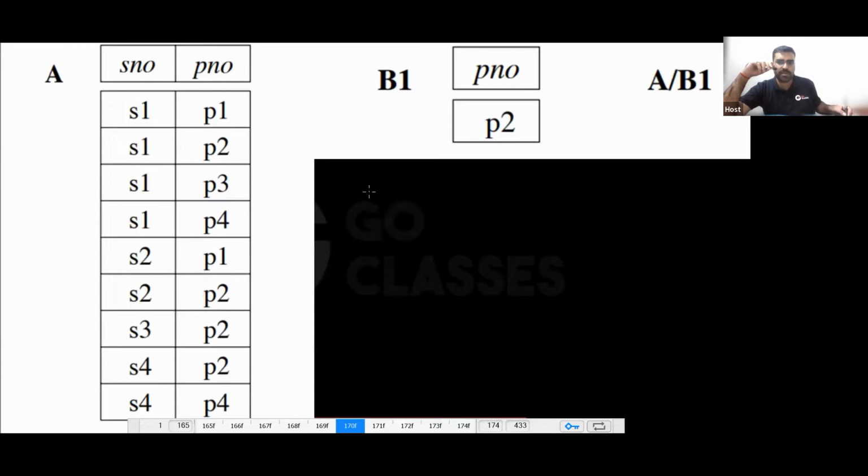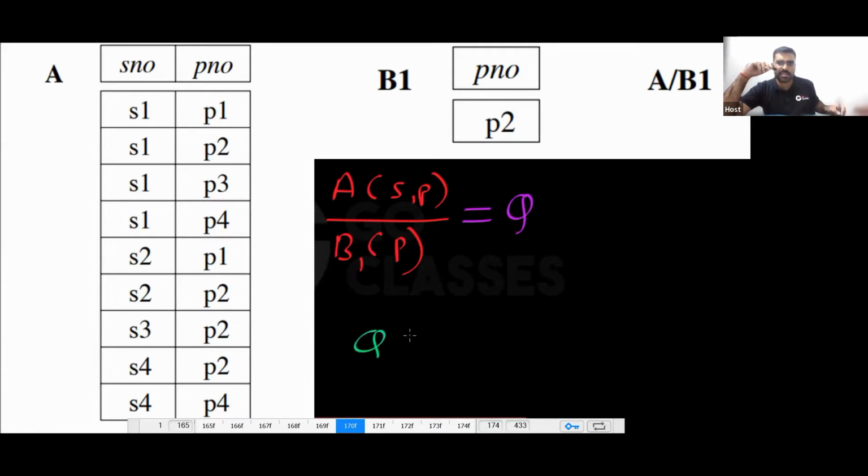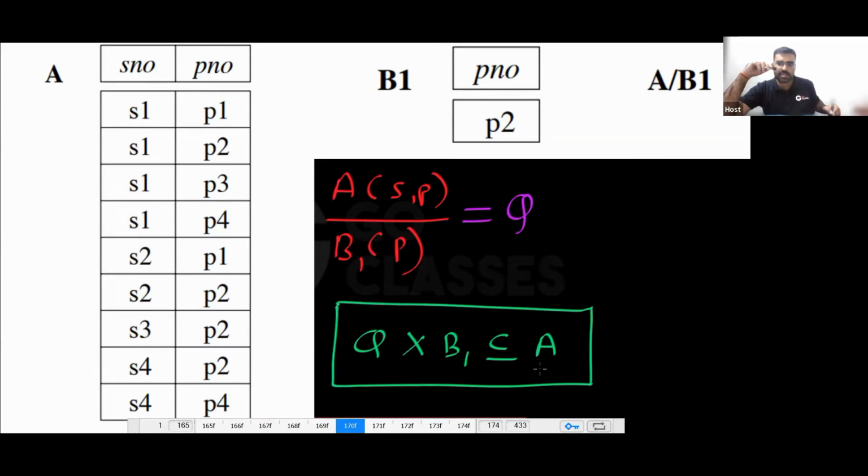In this A, I have S comma P, S number, P number. In this B1, I have P. So first of all, you tell me, your schema will be what? Remember, this condition must be satisfied. This Q must be the largest. So what should be the schema for Q? Schema for Q will be S. Yes or no? Very good.